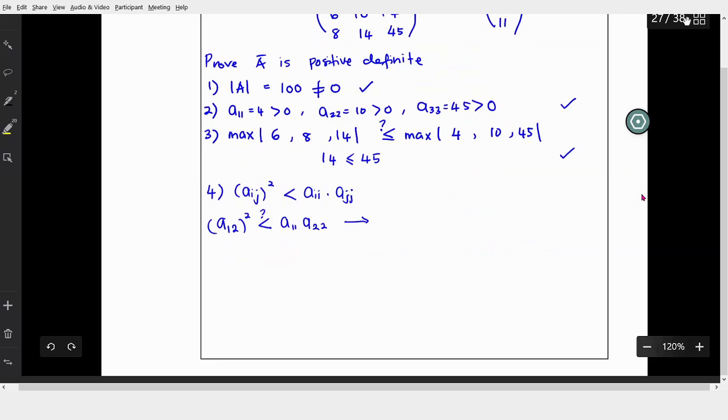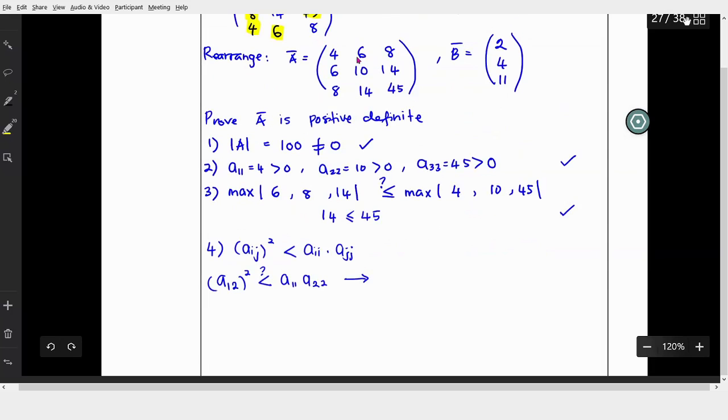So refer to the matrix A. A12 dekat mana? A12 is 6, row number 1, column number 2. So we have 6 square, which is 36, must be less than A11, which is 4, times A22, which is 10. So we satisfy this. 36 is less than 40. So satisfy that. But you need to check for every single element that you have in your A.